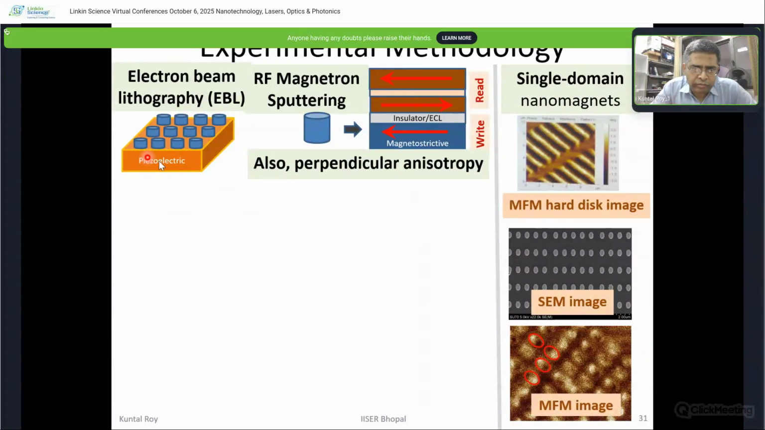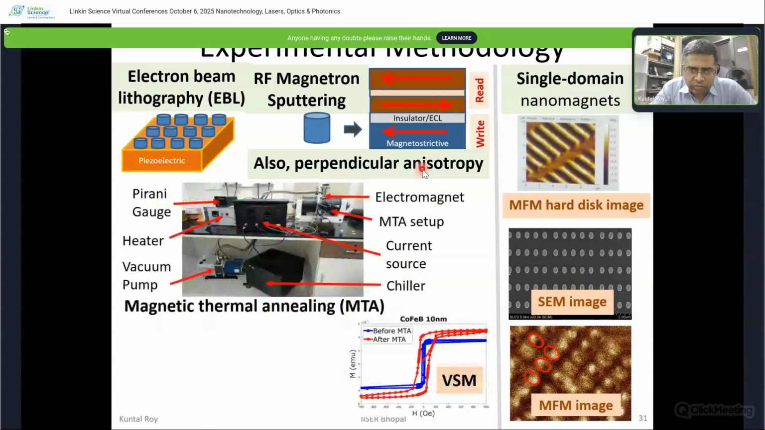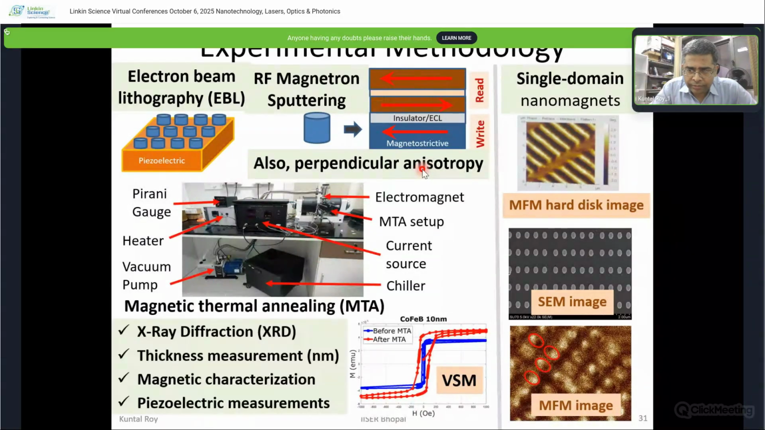That is the electron beam lithography. We can fabricate multiple pillars that will be individual bits, and we also need to make perpendicular anisotropy magnets. There are some things I will be discussing in detail. We do magnetic thermal annealing for stabilizing the system.